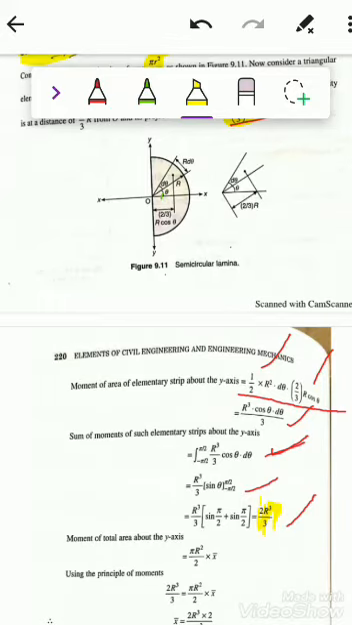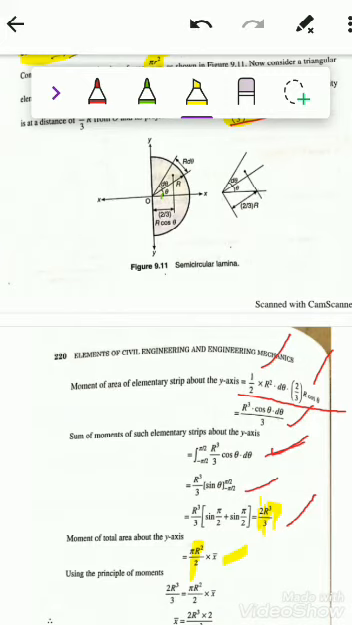Now you have to calculate the moment of the total area about the y-axis. The total area is a semicircle, so the total area is pi r square divided by 2, and the centroidal distance is x bar, which you have to calculate.